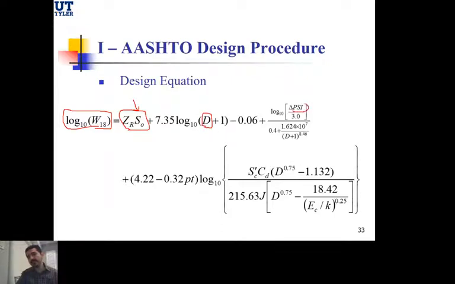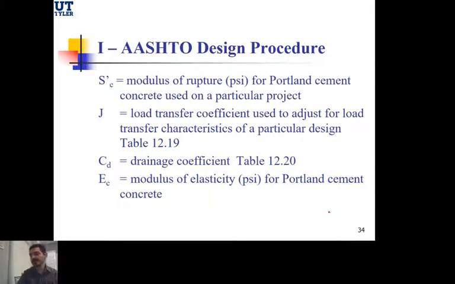And then we have the delta PSI, which is the initial serviceability minus the terminal serviceability. And then we have some new factors that I'm going to discuss in a little bit, which are Sc prime, Cd, J, Ec, and sure enough, the K. So the K, this is actually what we spent the entire lecture of last time getting, going through all the steps. And that's why we need it, because it needs to be plugged in this equation, or instead of using the equation, we can use the nomograph, which again is a special nomograph for the rigid pavement design. Again, one of the terms that was introduced in the previous slide is Sc prime.